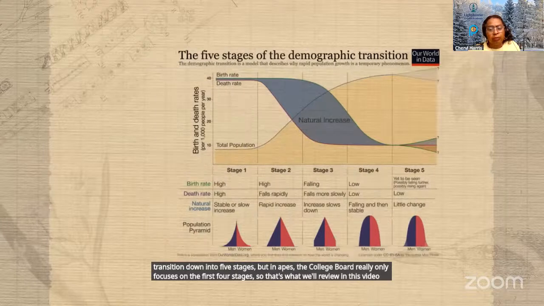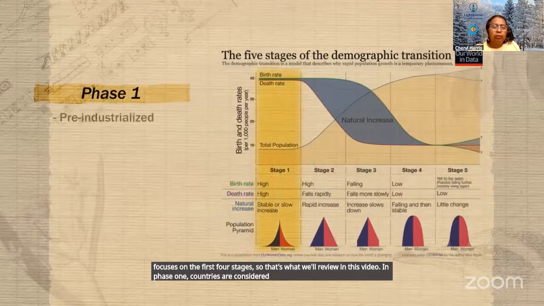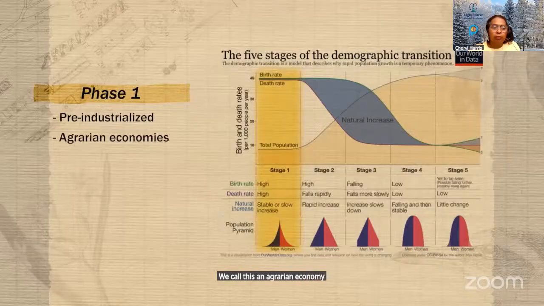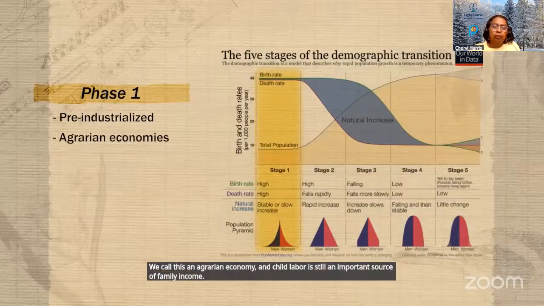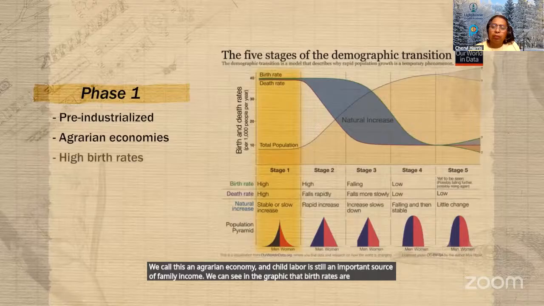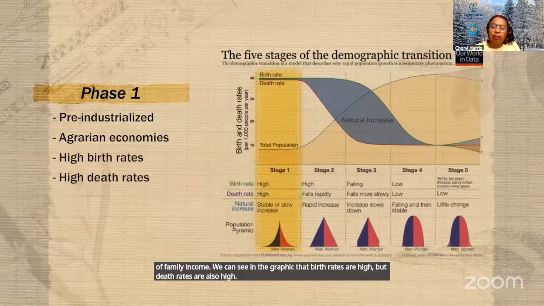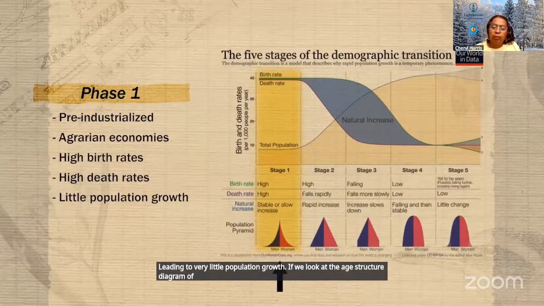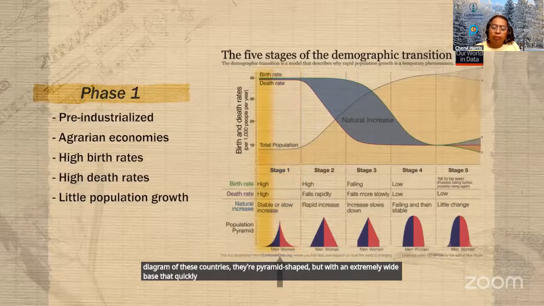In phase 1, countries are considered pre-industrialized, so they're typically still relying on agriculture. We call this an agrarian economy, and child labor is still an important source of family income. We can see in the graphic that birth rates are high, but death rates are also high, leading to very little population growth. If we look at the age structure diagram of these countries, they're pyramid shaped, but with an extremely wide base that quickly tapers off with each older age cohort.